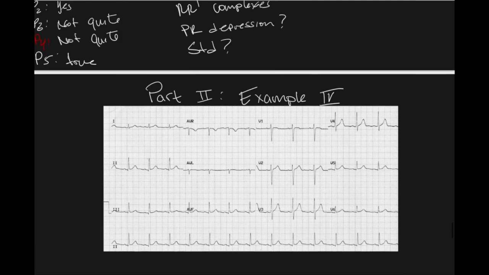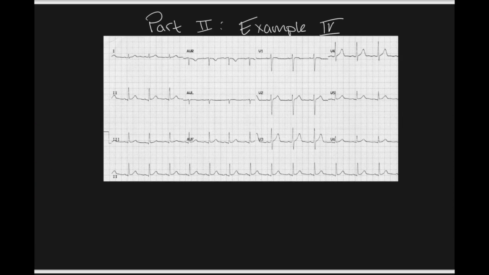Let's move on to the next one. So as always, take a moment, go through the 5 pattern, and then go through each lead and see what you can find.